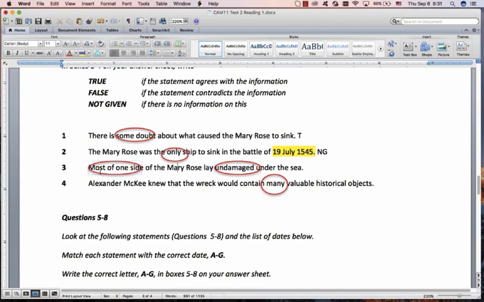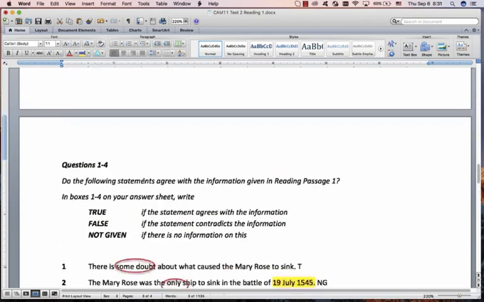Now, most of one side of the Mary Rose lay undamaged. They can change most. It can be all or some. And undamaged, they can say damaged or undamaged. So they could change either one of those two. Scanning language, what? It's probably these two as well. In this case, your target language and your scanning language are the same. We're not going to scan for Mary Rose, and there's a lot of that in this passage, so you've got to scan for undamaged and most of one side.